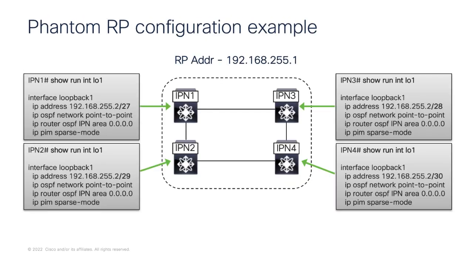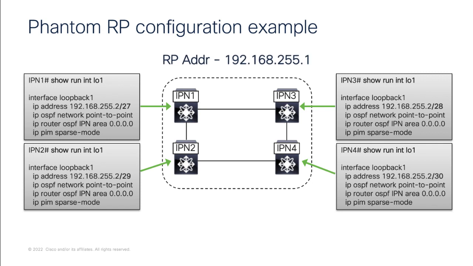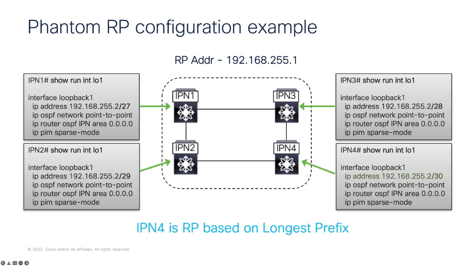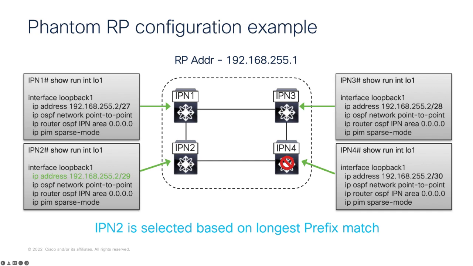Here is a configuration example for Phantom RP. Notice all 4 IPN devices in this topology are configured with the same IP address of 192.168.255.2, but with different subnet masks. And it is not the RP address. The RP address is 192.168.255.1. All devices will choose IPN4 as primary based on the longest prefix match. And in case IPN4 goes down, IPN2 will become the primary simply based on the routing convergence.